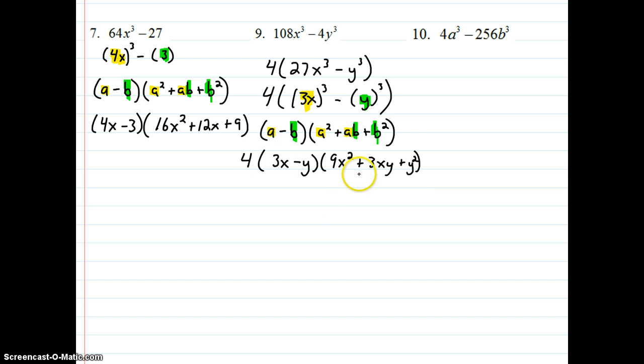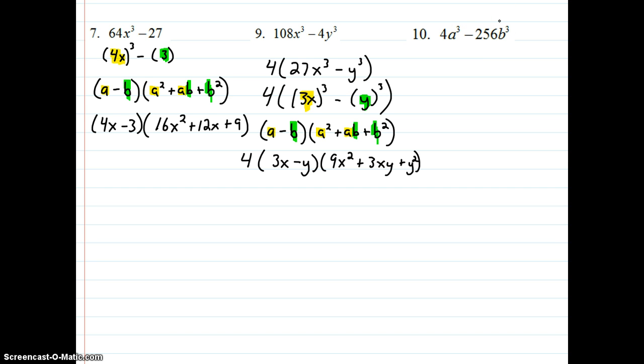So this, if you multiplied it out, would equal this. And you can always check it by just taking the first term. 4 times 3 is 12. 12 times 9 gives us the 108. Again, pause the video, try number 10, and then come back and check your answer.